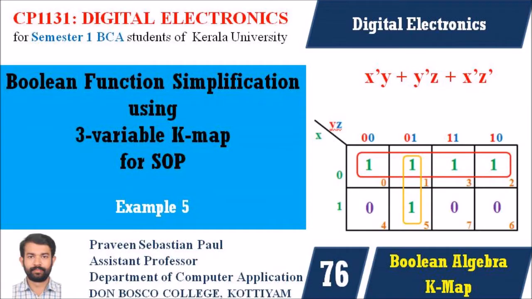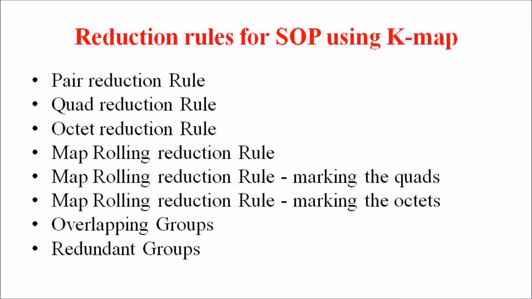In this lecture we are discussing example number 5 for Boolean function simplification using a 3 variable K-map for SOP equations. As we discussed in the previous lectures, the SOP can be reduced using K-map by applying different reduction rules. Those rules are detailed in lecture number 71, and include pair reduction, quad reduction, octet reduction, map rolling reduction rules, overlapping group and redundant group rules.